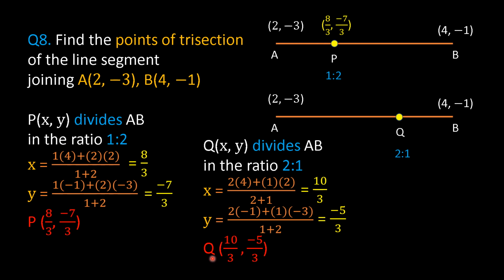So the second point Q(10/3, -5/3) will be the point of trisection which divides segment AB in the ratio 2:1. So these are the 2 points of trisection of segment AB.